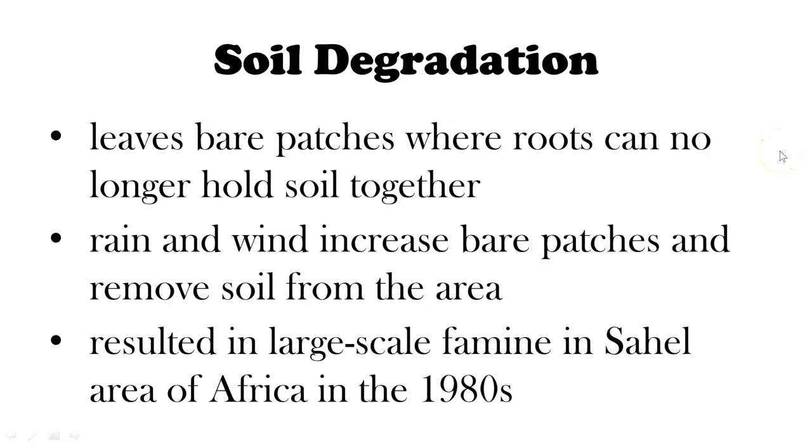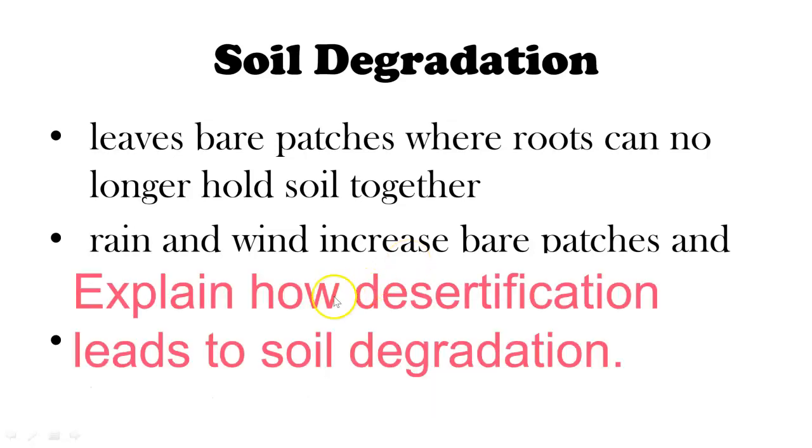A prime example of desertification happened in the Sahel area of Africa. This is a thin strip of land that separates the Sahara Desert from the Great African Savanna. In the late 1970s and early to mid 1980s, this area was extremely overgrazed by cattle. At the same time, it was going through an intense drought. These two factors strongly reduced the growth of vegetation in this area. This resulted in the death of most of the cattle that were grazing here. It also resulted in an extreme famine. Make sure we can explain how desertification leads to soil degradation.